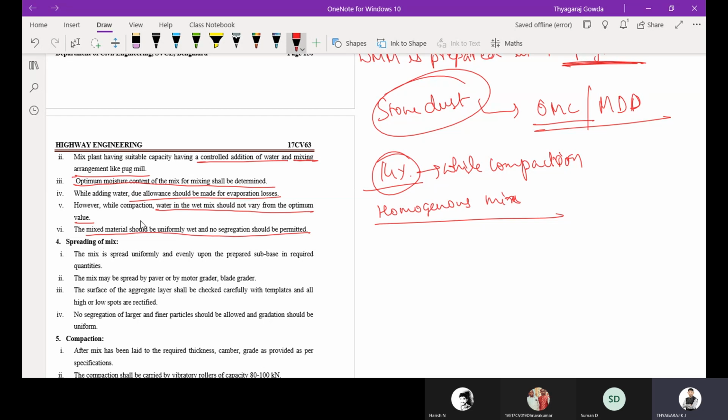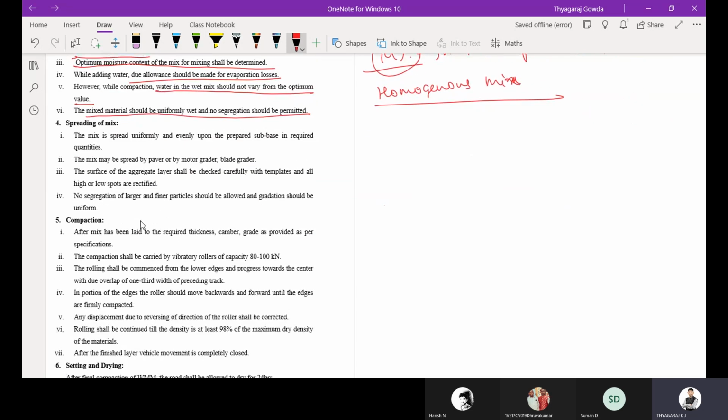Then comes the spreading of mix. The mix is spread uniformly up to the prepared subbase in required quantities. The spreading will be done by a paver, motor grader or blade grader. I think you have observed the paver which is used to lay bituminous layers. The same pavers you can use for laying the wet mix macadam.